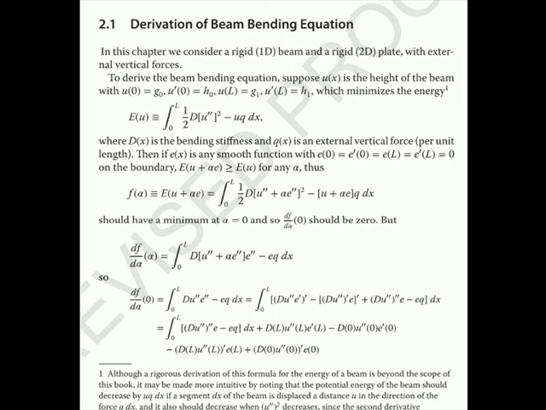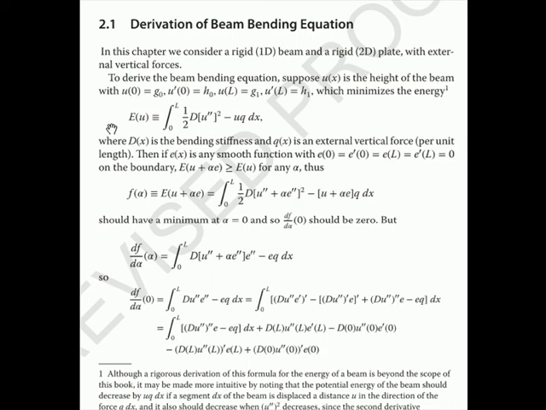Chapter 2 is about the beam and plate bending problem, and we're going to derive the beam bending equation now. So we're thinking of a rigid beam that resists being bent, unlike a string, which we'll talk about in chapter 8. A string resists being stretched, but it doesn't resist bending. This is a rigid beam that doesn't like to bend. It's an elastic beam, so it will bend, but it doesn't like to.